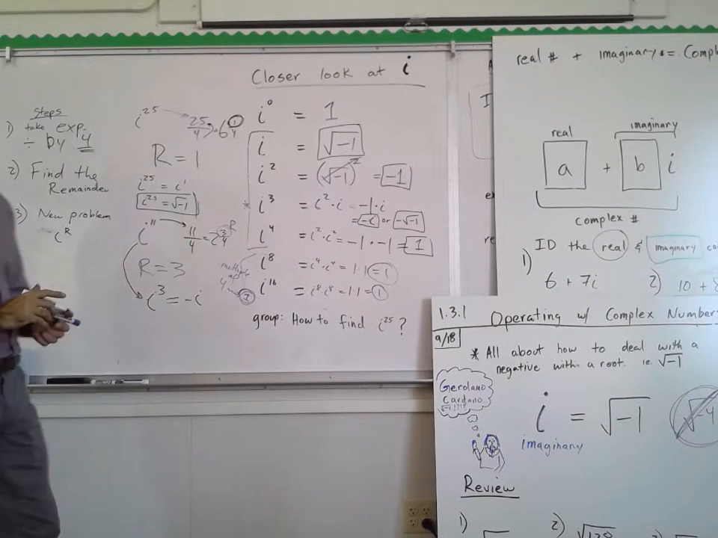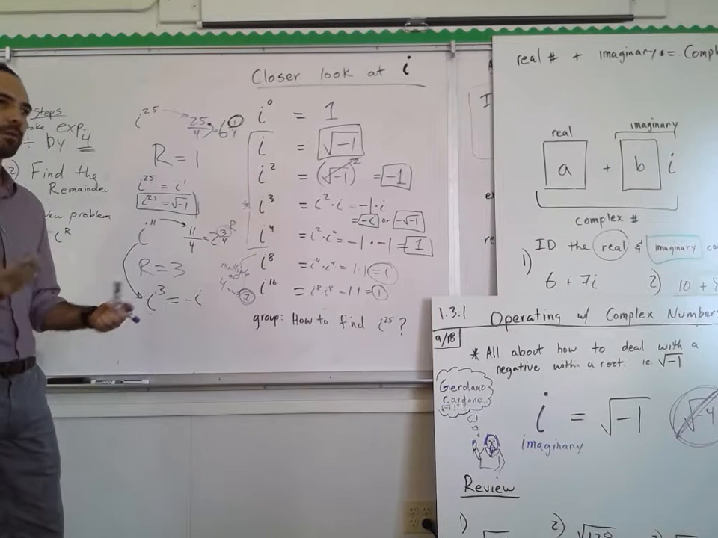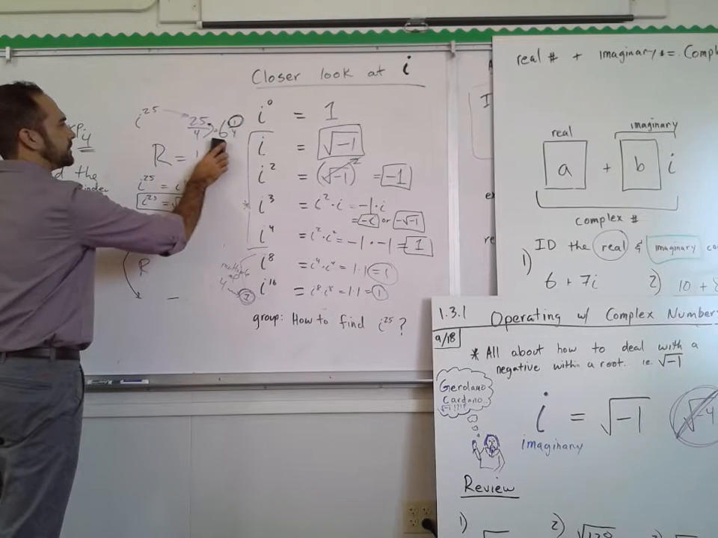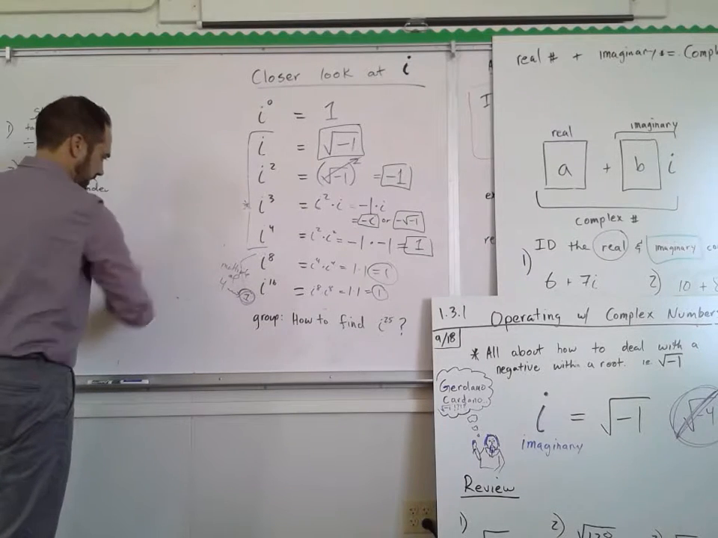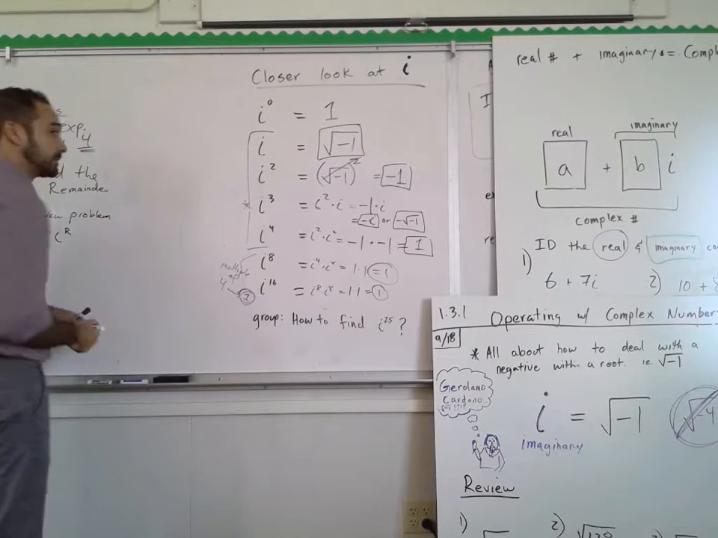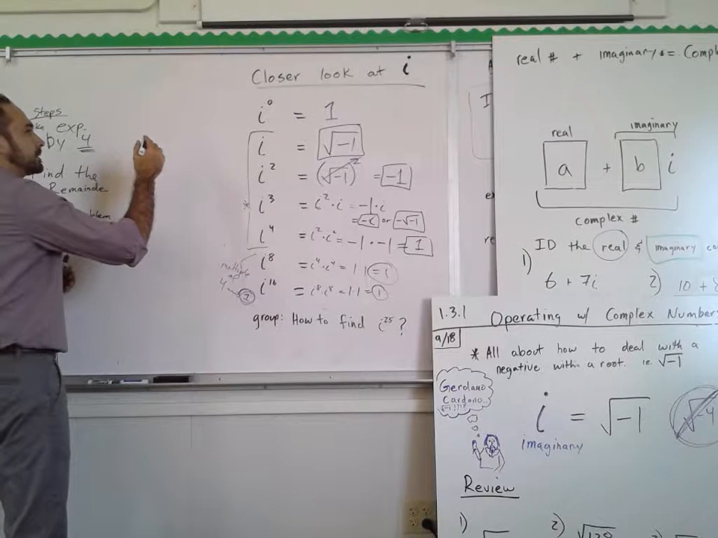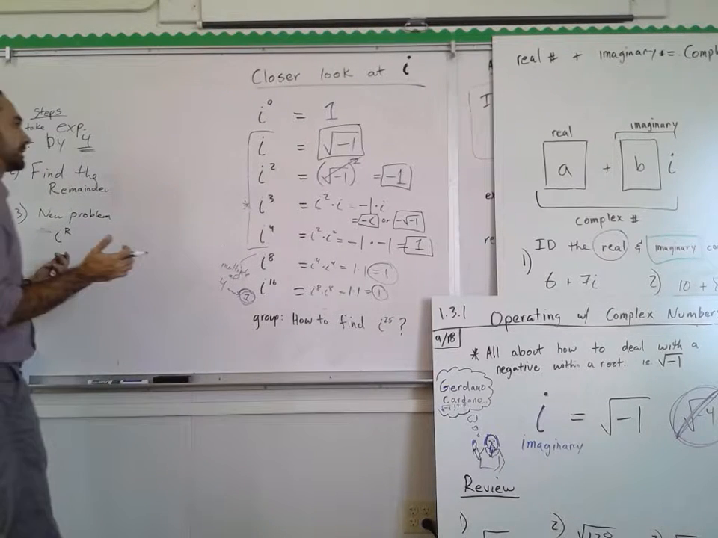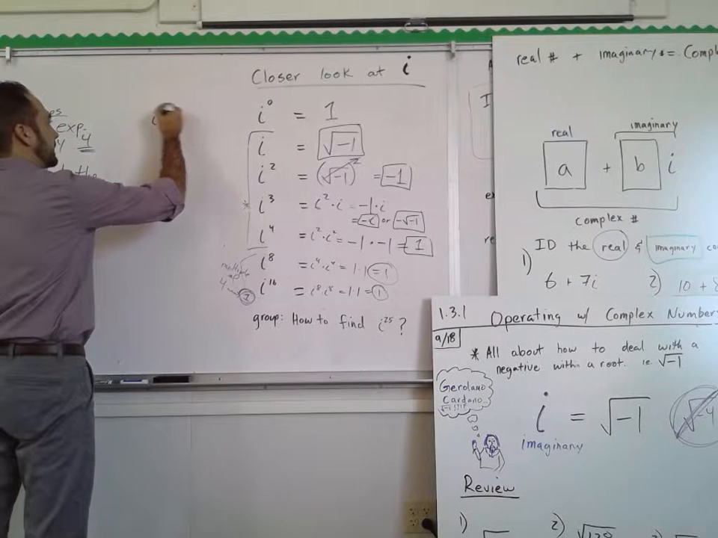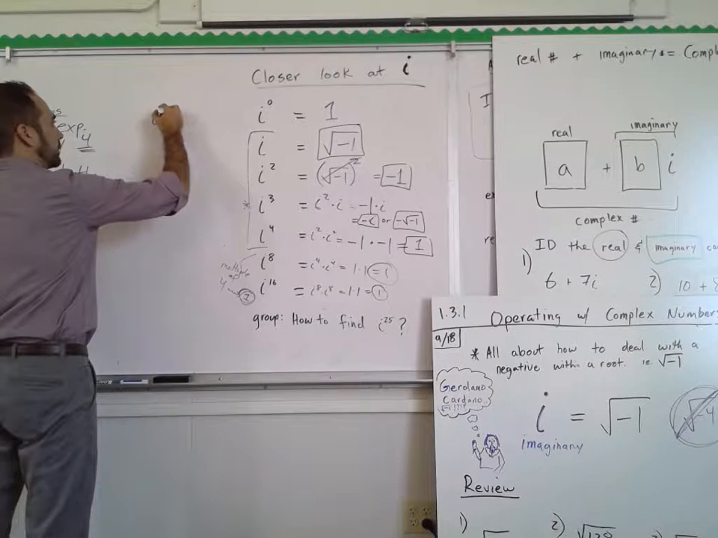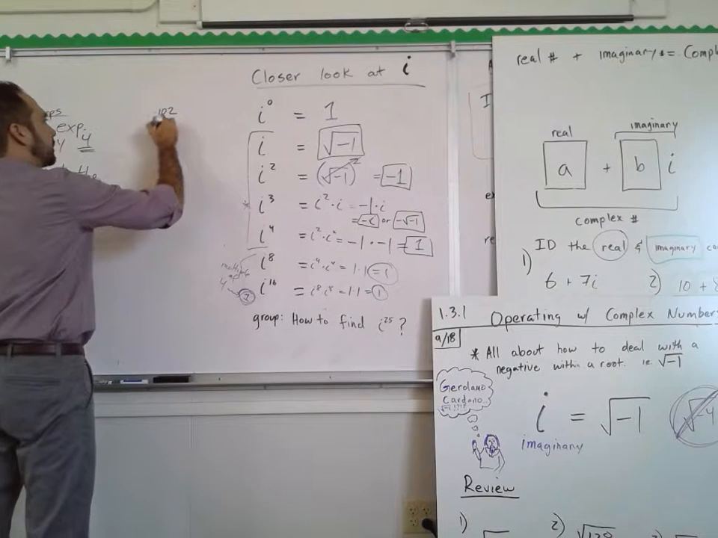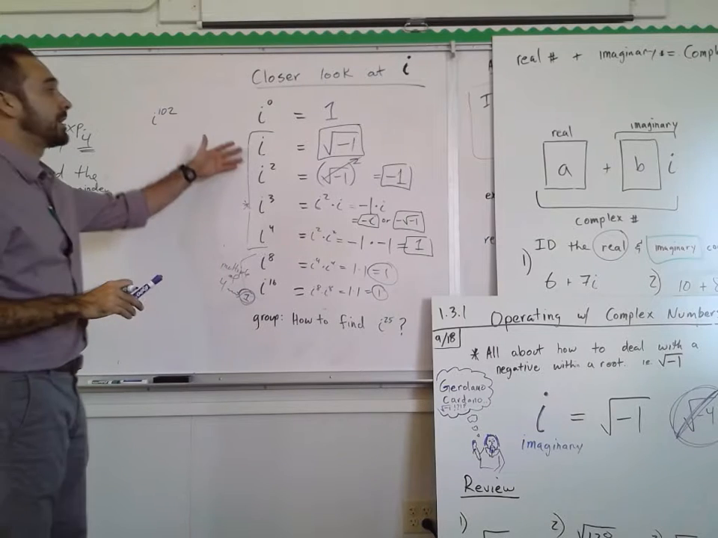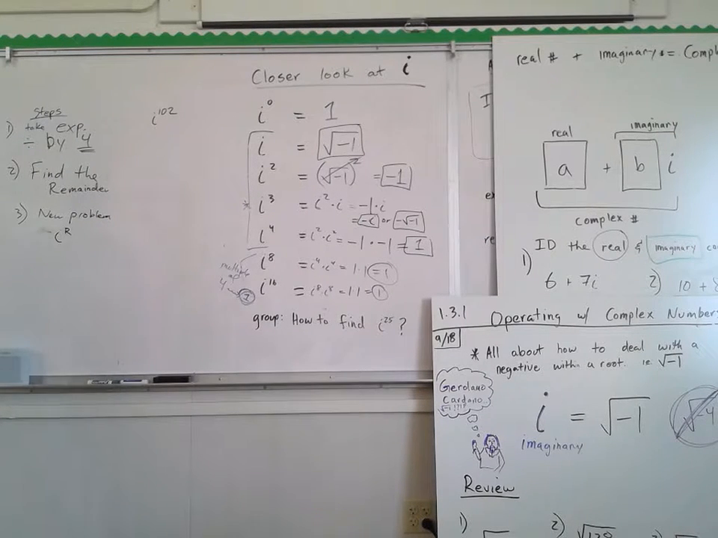All right, let me give you one more. Can we do this one real quick because we're sped up now? Good. All right. Let's go with i to the 102nd. That would not be as fun if you were writing them all out. You'd have to do 102 lines.